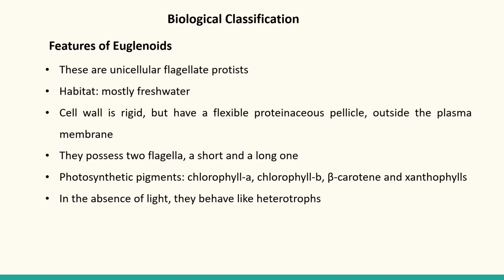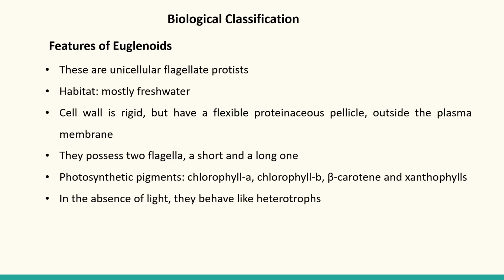Now, euglenoids. This is the third form of photosynthetic protist. These are unicellular and flagellate protists. They also bear flagella in the cell. Habitat: mostly found in fresh water. So euglenoids are found in fresh water. They are not found in the marine environment.